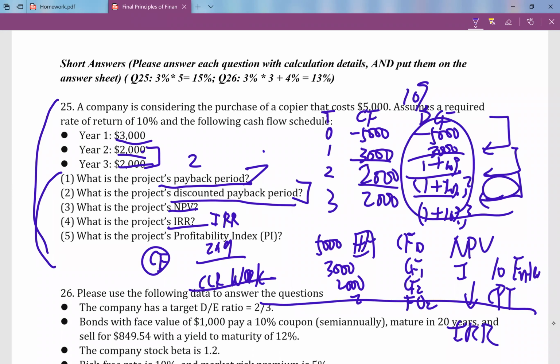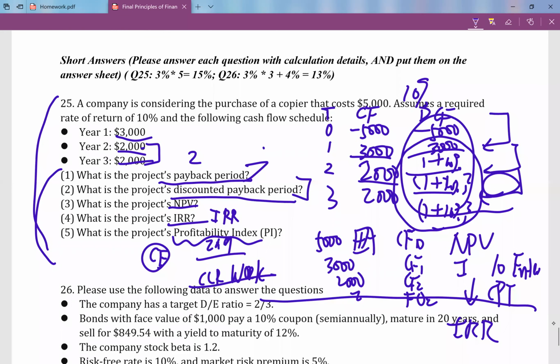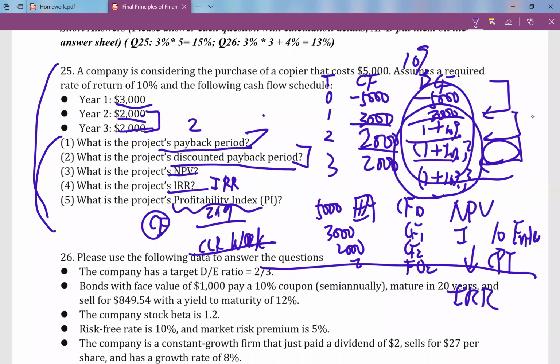For the profitability index, you can base it on this part to do the calculations. You add in all the discounted positive cash flows, then divide by the initial cost. That is the profitability index, PI. So those are the calculations for the chapter on capital budgeting. If you have any questions about this part, let me know.